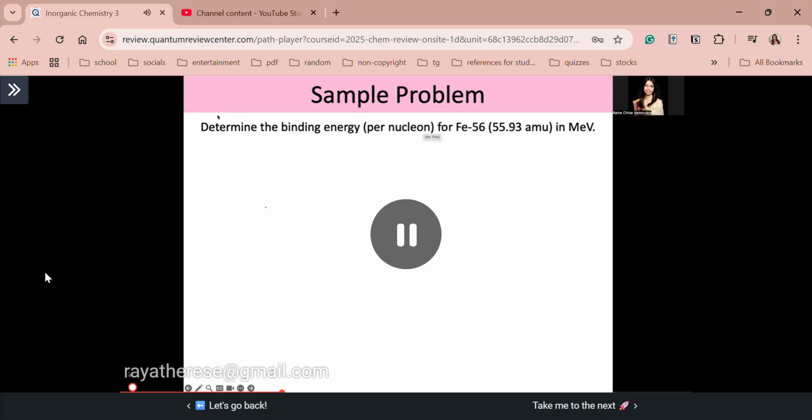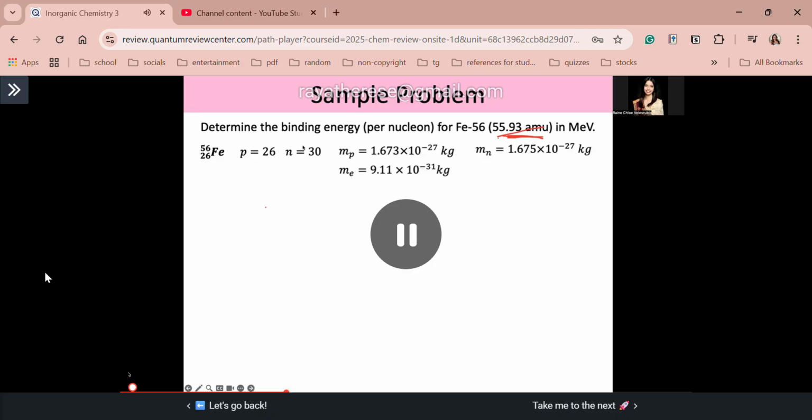Determine the binding energy per nucleon for iron-56 with atomic mass of 55.93 amu in mega electron volts. So the number of protons is equal to 26, number of neutrons is equal to 30. Now guys, I will also take into account the number of electrons. Kasi sa atomic mass na ito ng iron-56, kasama ang mass ng electrons dito. Okay? So, look for the masses of proton, neutron, and electron.